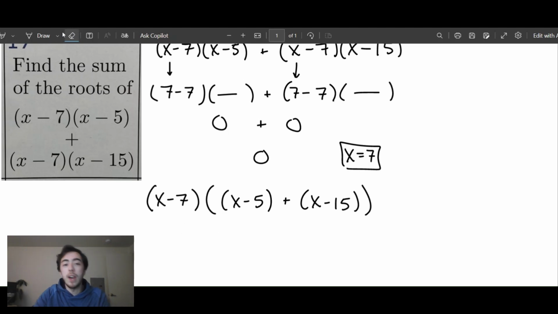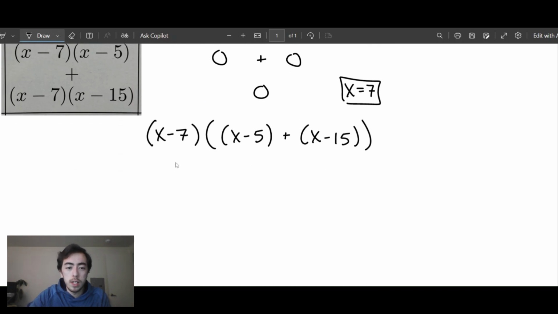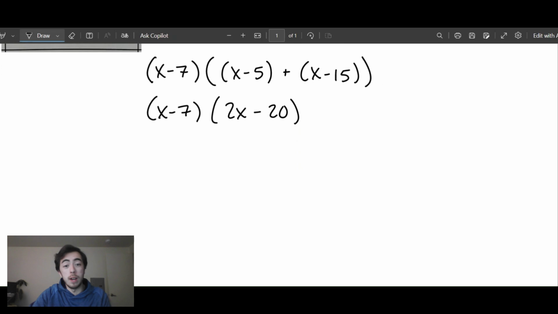And the reason why I'm doing some factoring here is that a factored form of a polynomial like this one is going to be probably the most useful form to write it in if you want to find roots. So let's simplify this right side. I still have an x minus 7 on the left, but it looks like I have x plus x, so 2x, and then negative 5 plus negative 15, so that's a minus 20. I guess I could factor a 2 out of this because these are both even numbers. So overall, the completely factored form would be 2 times x minus 7 times x minus 10.